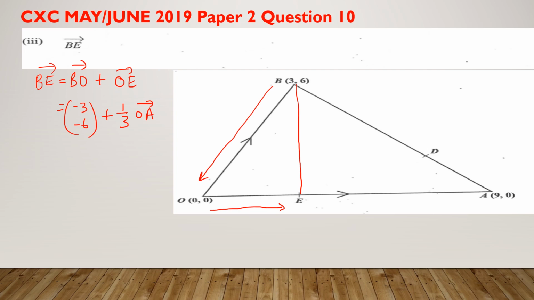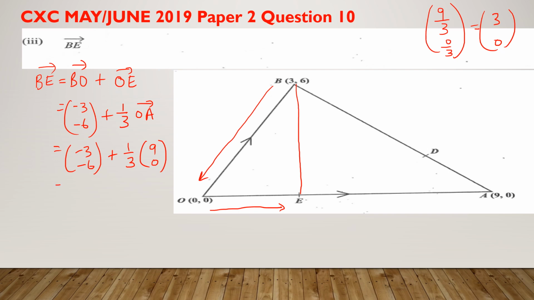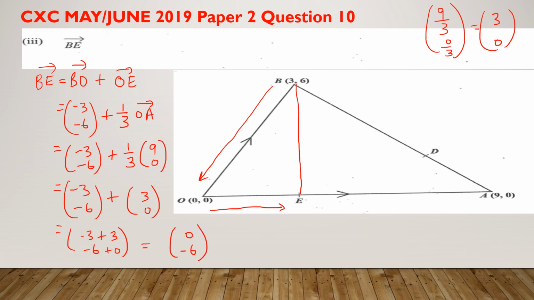Okay. So we're going to come down negative 3, negative 6 plus a third of 9, 0. So again, that means 9 over 3 and 0 over 3. So we know we're going to get 3, 0. So that is equal to negative 3, negative 6 plus 3, 0. So you're adding negative 3 plus 3, negative 6 plus 0. The final answer would be 0, negative 6.